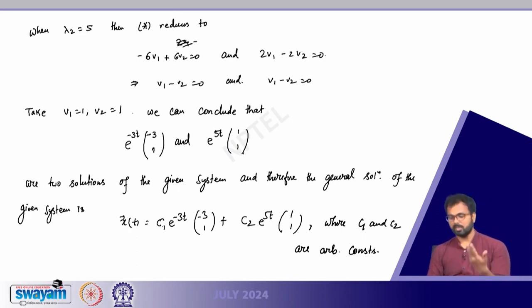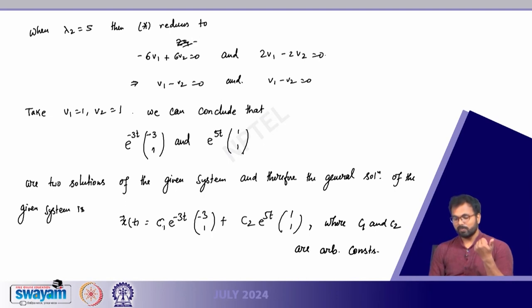Stable and unstable solution means, as t tends to infinity, whether x(t) remains bounded or not, whether x(t) tends to some finite quantity or blows up. If it blows up, it becomes an unstable solution. For example, in this case, as t tends to infinity, the first term, e to the power minus 3t, will go towards 0, so it is bounded. But the second term is e to the power 5t, so as t tends to infinity, it will diverge to plus infinity.